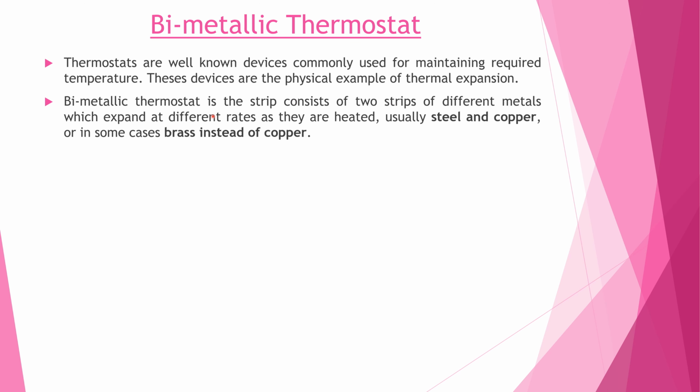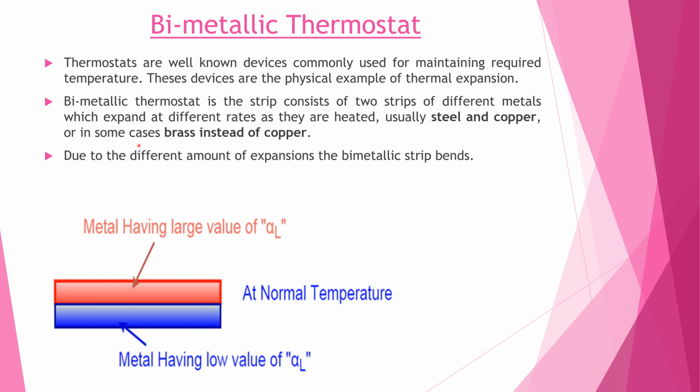A bimetallic thermostat is actually a strip that consists of two strips of different metals which expand at different rates as they are heated. Usually we have steel and copper, or in some cases copper is replaced by brass. Due to the different amount of expansion, the strip bends. Here is a diagram in which we have a metal having a large value of linear expansion and a metal having a low value of linear expansion, at normal temperature.